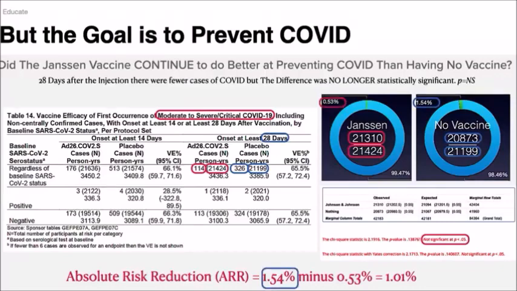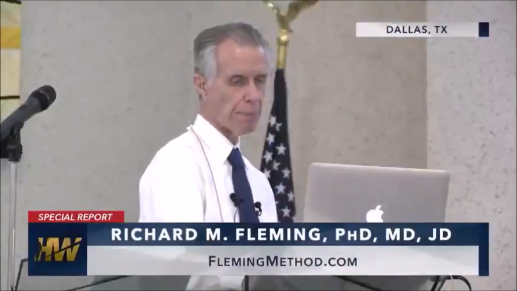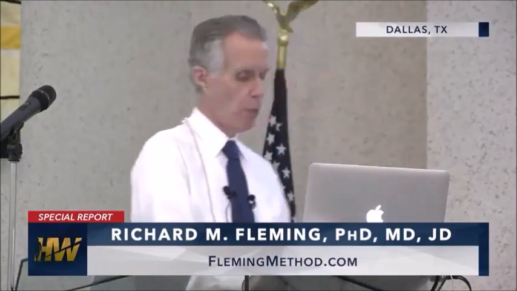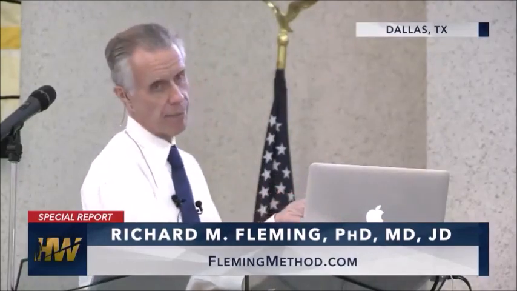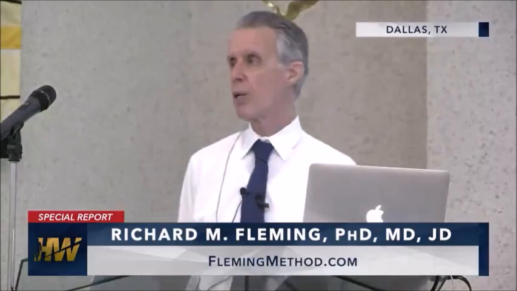Absolute risk reduction, again, using these numbers, is 1.54% for the non-vaccinated group minus the vaccinated group, 0.53, is a 1.01% absolute risk reduction. We're going to go farther down the rabbit hole. We're going to go from table 14 to table 15, which also was not used for EUA authorization.